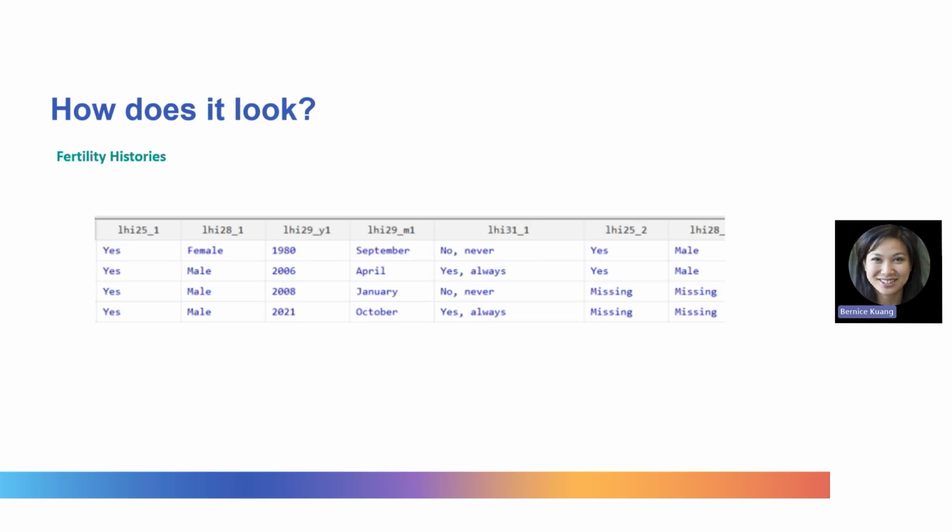And what about fertility histories? Well, here's an example of what the variables for child number 1 look like for these 4 different respondents. So is child number 1 alive? What's the sex of child number 1 that you had? What year and month were they born in? Did they live with you? And then it moves on to child number 2 and asks the same questions of all children that you've had.